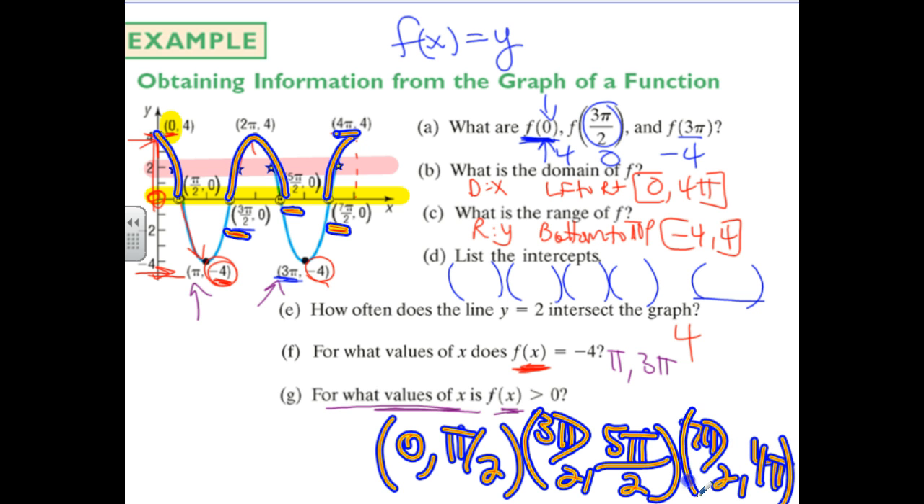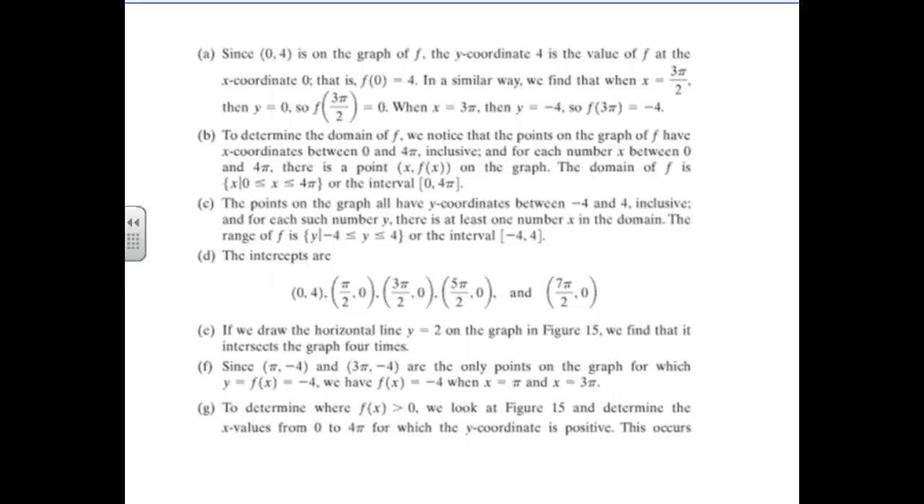So those are my intervals where the function is above the yellow line. That's a good problem. I hope that's helpful. Here's all the solutions. You can pause the video and read this.